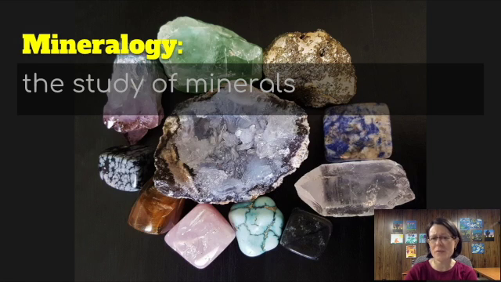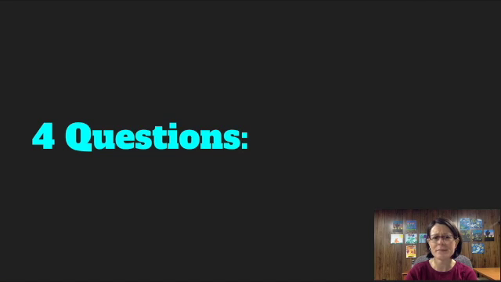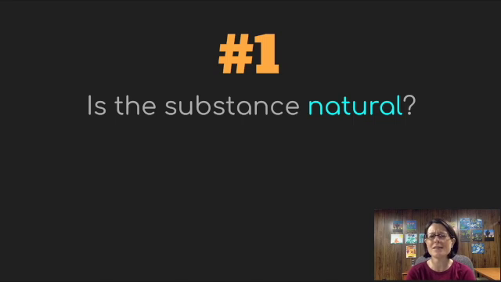So what we are studying when we study minerals is mineralogy. We ask ourselves 4 questions to determine if something is a mineral. The first is, is the substance natural? Does it occur in nature or is it man-made? If it's man-made, it cannot be a mineral. In fact, there are gemstones that we make in laboratories that we cannot actually consider to be minerals if they're man-made. So it must occur naturally, like the pyrite I showed you, like naturally occurring diamonds. There are many kinds of minerals that we're going to talk about in the next section.